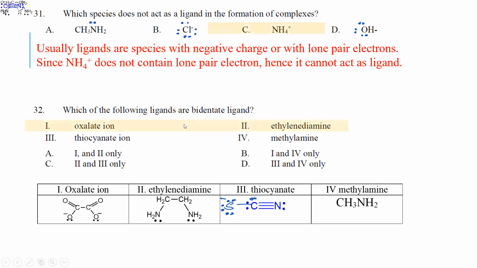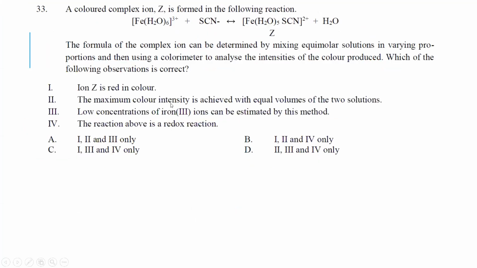So 1 and 2 only here. Okay, so that is for 32. Then we go to question number 33. A colorful complex Z is formed when the following reaction occurs: Fe(H2O)6 3+ plus SCN minus gives Fe(H2O)5 SCN 2+ plus H2O.